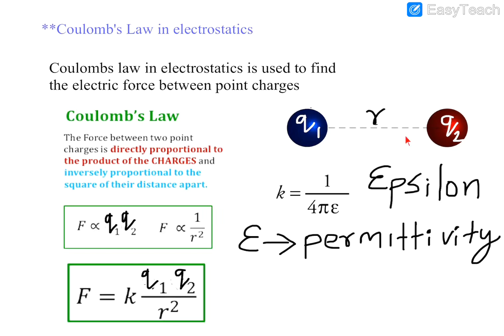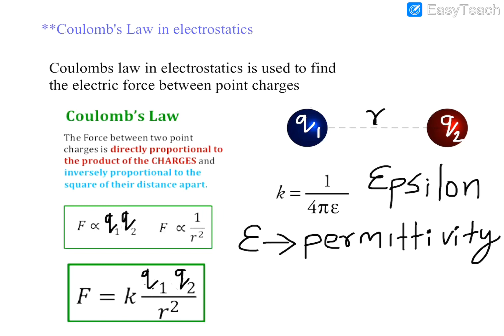So if they are like charges and they move away, since they are like charges, there will be repulsive force. But since you are moving it away, R will increase, so the repulsive force will be less as compared with the repulsive force in this case. If you move Q1 again and again far away, then R will again and again increase, and hence repulsive force will decrease. So this is about Coulomb's law.